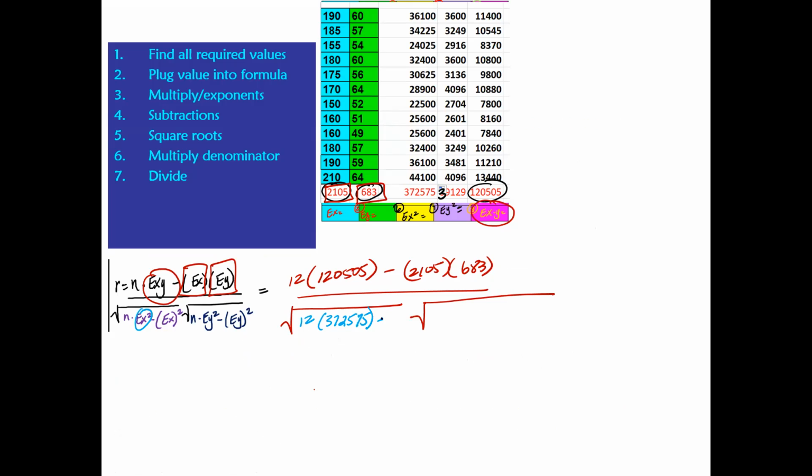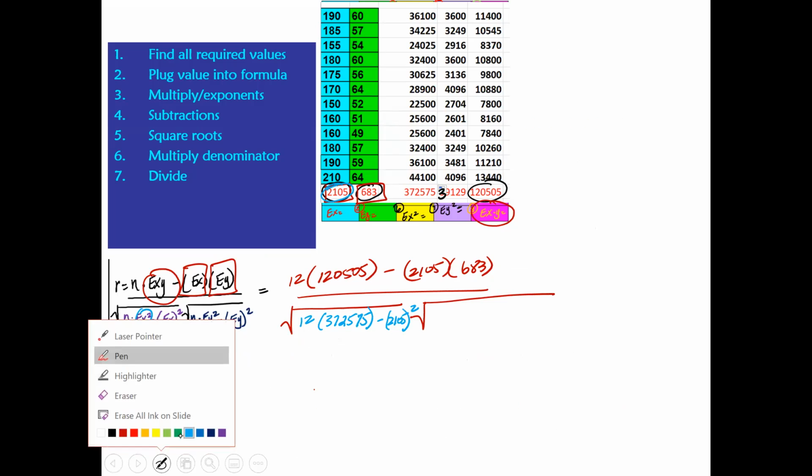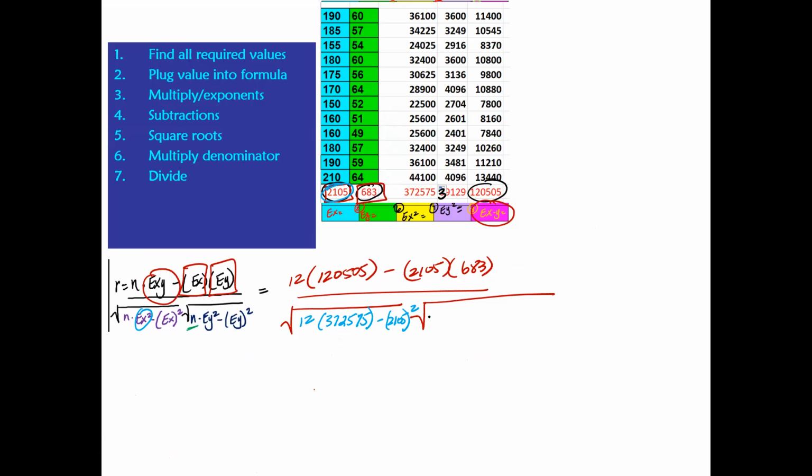Okay, minus EX parentheses squared. That's a difference because EX parentheses is this number here. So that's 2105 squared. So make sure you see the distinguishable difference between the two. Then I have n again, so that's a 12, times EY squared. So that's going to be this number here. That's 39129 minus EY parentheses squared, which is this number here, squared.